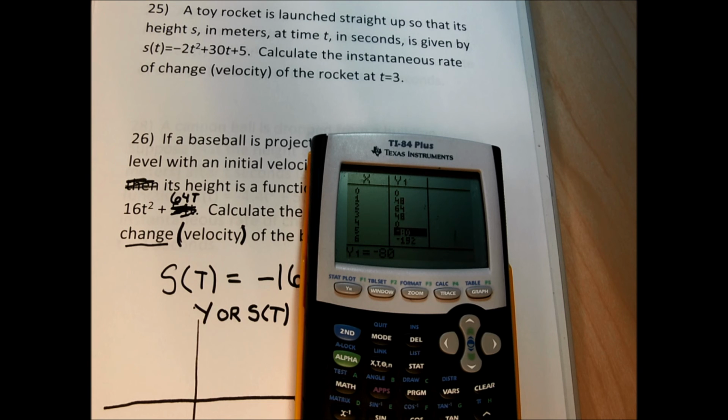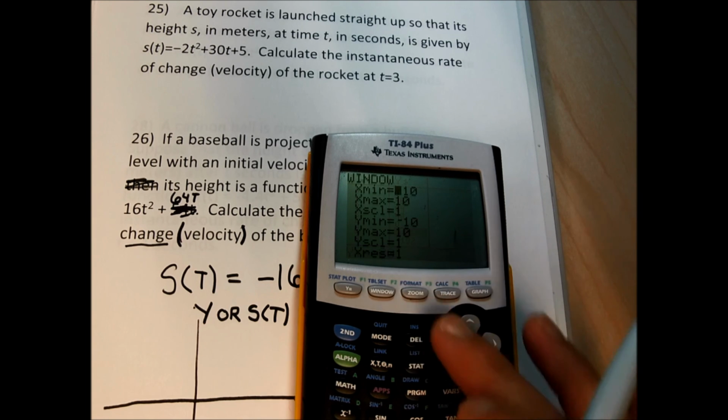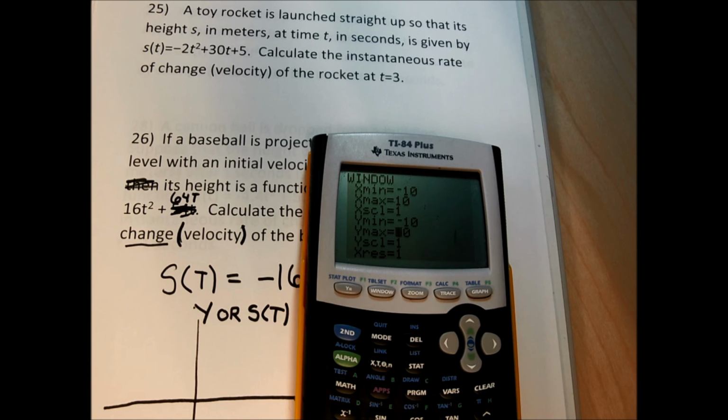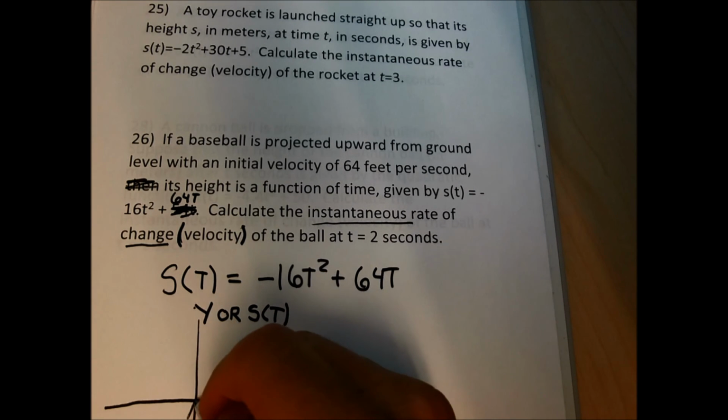So for this particular problem, the domain would probably be between 0 and 4 seconds. The ball flies for 4 seconds. Let me adjust my window and change the y max so I can see the top of the ball. The y max is how high the ball is going, and I know it at least went 64 feet, so I'm going to make it 100 feet. That's a better window, and the graph looks more or less like this.